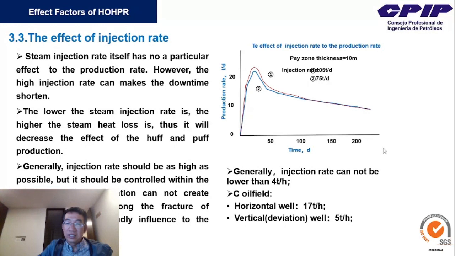Generally, the injection rate cannot be lower than 4 tons per hour. For example, in our field, the C oil field, the horizontal well injection rate is 17 tons per hour, and the vertical well is 5 tons per hour.